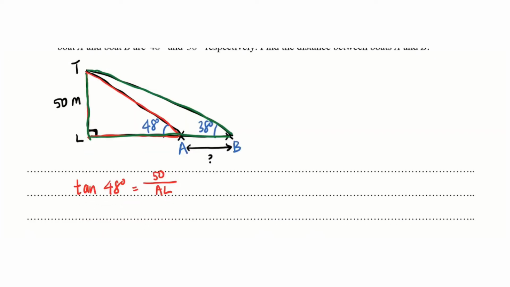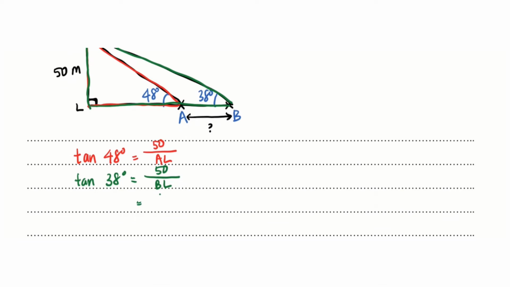Alright, so with the bigger one, I will see that using my trigonometry ratio as well, I will have tangent 38 degrees equals to opposite, which is 15 meters, over the adjacent distance, which is LB or BL. We need to realize that BL is actually a combination of AL and AB. So let me just manipulate these two equations so that it's easier for us to answer the question.